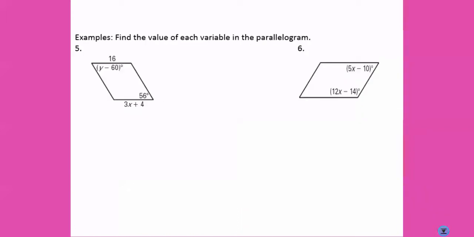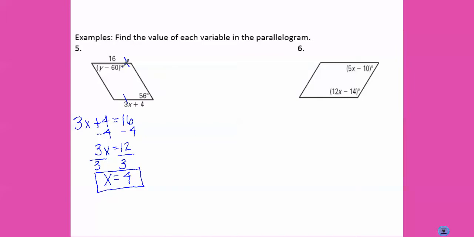Now what if we know this is a parallelogram? So find the value of each variable in the parallelogram. So we know it's a parallelogram, it's going to follow our 6 rules from the beginning of the notes. So for our x's, they're opposite sides, which we know are going to be congruent. So 3x plus 4 must equal 16. So we're going to subtract 4 on both sides. 3x equals 12. Divide both sides by 3. And we get that x is equal to 4.